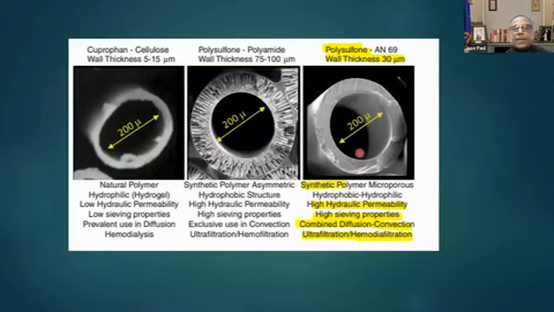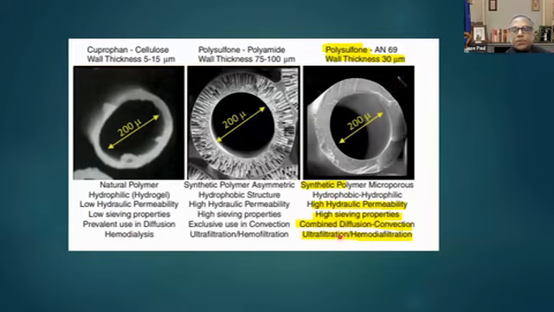In general, the membranes used for hemodiafiltration are synthetic polymers. They are microporous, with both hydrophobic and hydrophilic properties. They have high hydraulic permeability and high sieving properties, and the diameter is usually about 200 micrometers, and the wall thickness is about 30 micrometers.